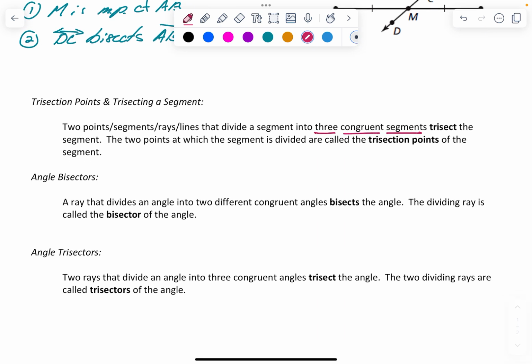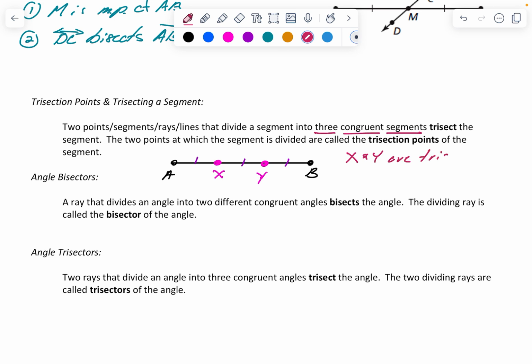So let's just draw a picture for that, because we don't have any pictures. So let's say we had segment AB here, and then we have two points. We'll call them, I'll try to draw them the best I can here, X and Y, so that we have this situation where they're all congruent. And so we could say X and Y are the trisection points.